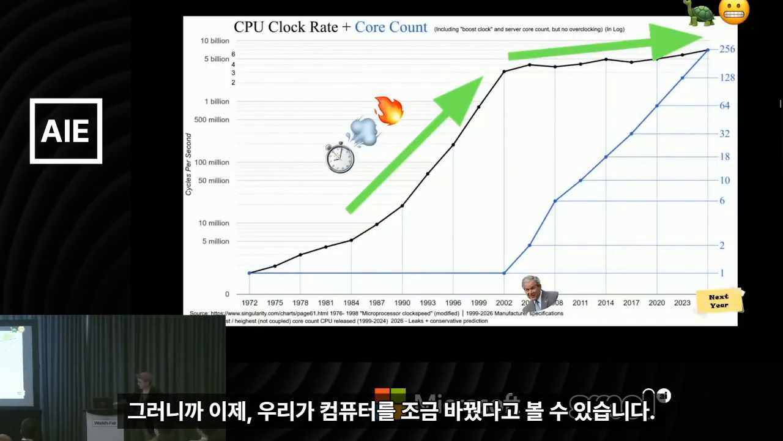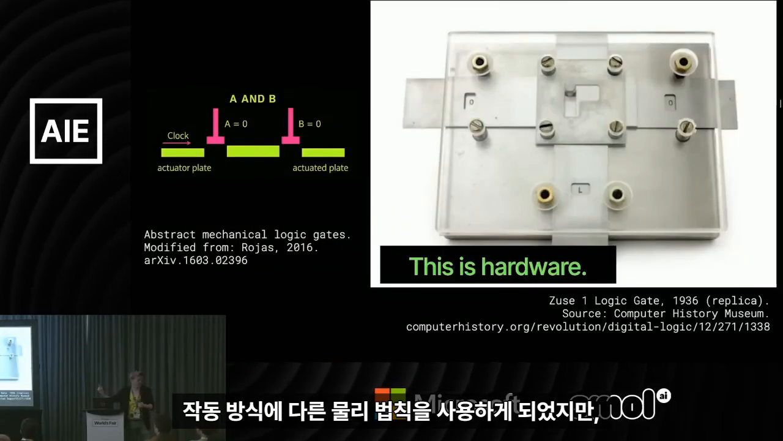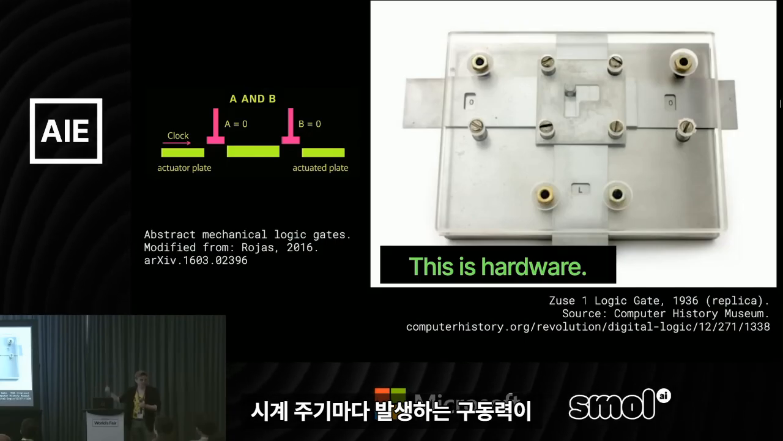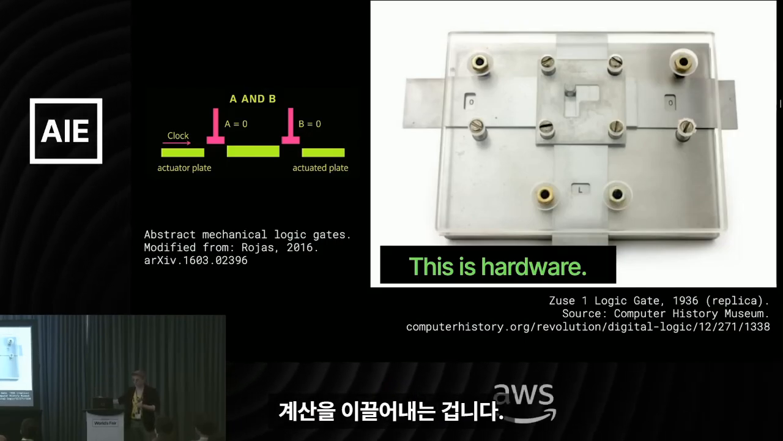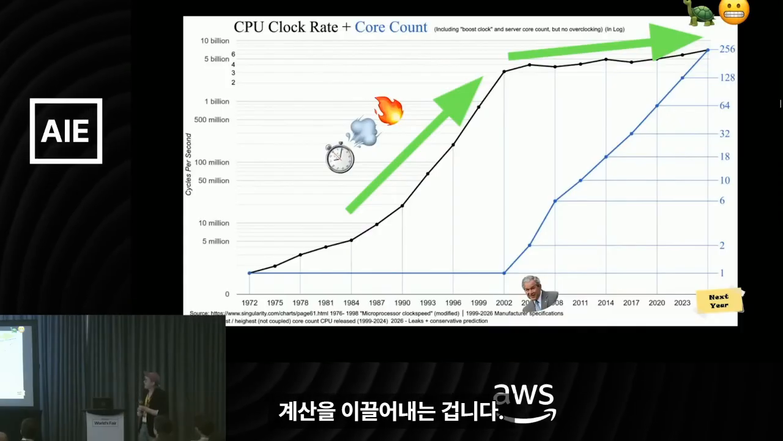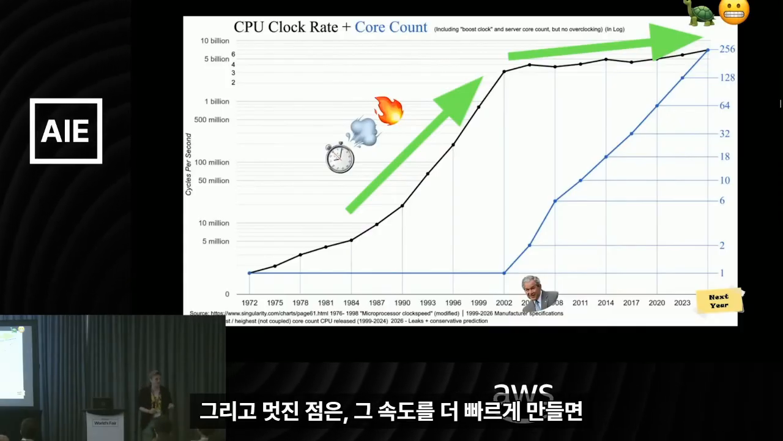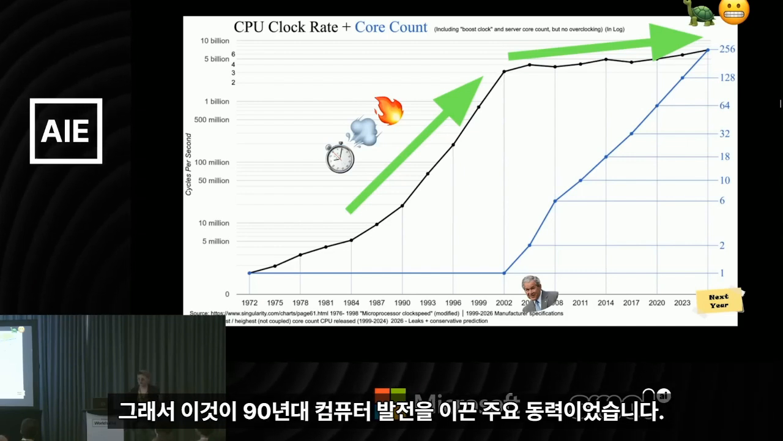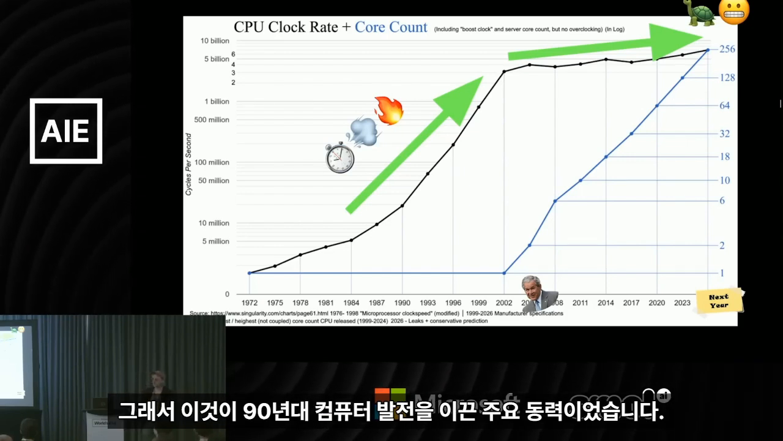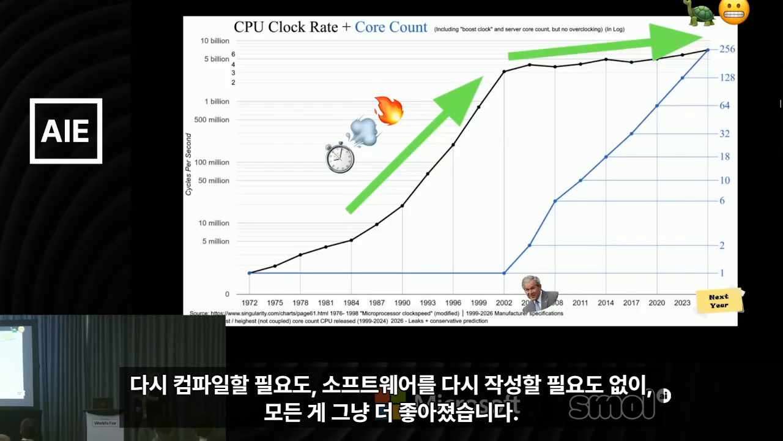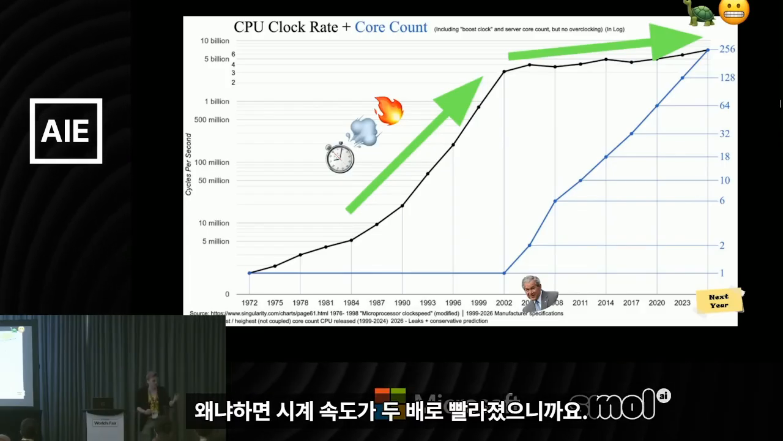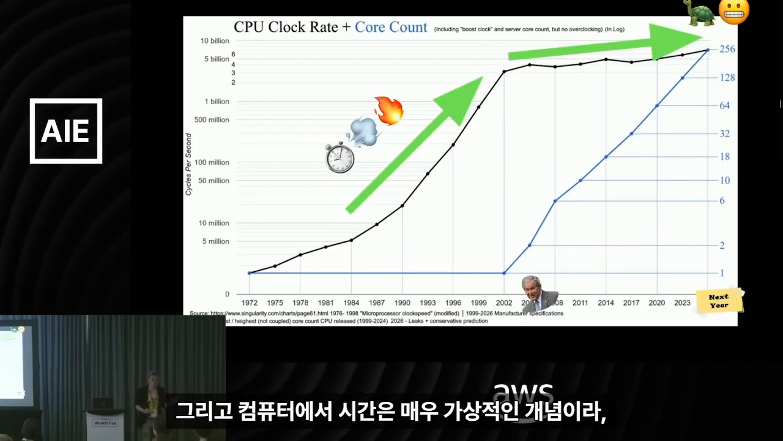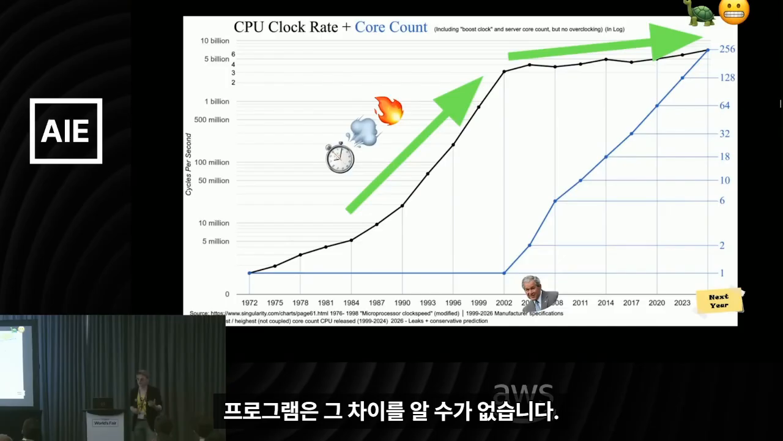We've changed computers a little bit in that we use different physics to drive them, but it's still the same basic abstract system. There's a sort of motive force that happens on a clock cycle that leads to calculations. And the cool thing about that is that if you just make that faster, literally nobody has to think about anything and the computer gets better. This was the primary driver of computers getting better in the 90s. No recompiling, no rewriting your software, everything just got better because now the clock started going twice as fast, right? And time is very virtual in computers, so the program couldn't possibly know the difference.